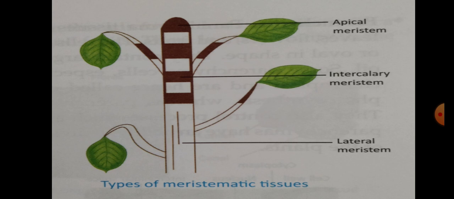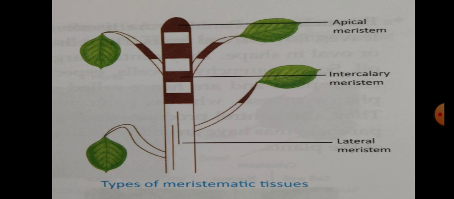Yes, you can see the height of the plants increases when the apical meristem produces new cells. How the plants are growing in height, how the height is increasing, is due to the apical meristem. When the apical meristem produces new cells, the height of the plant goes on increasing. In the types of meristematic tissue, we have seen the first one, that is apical meristem.